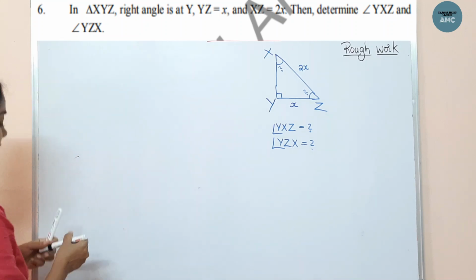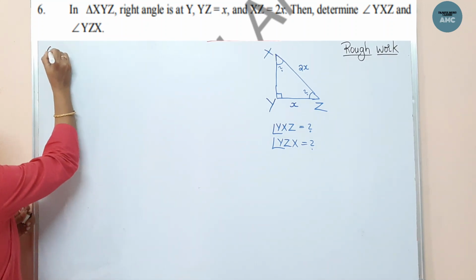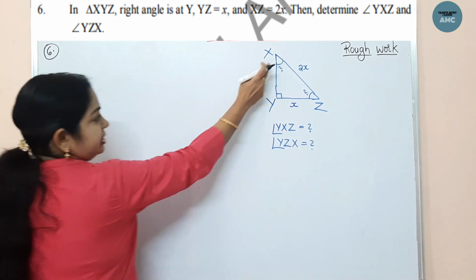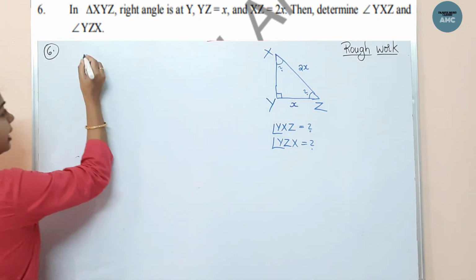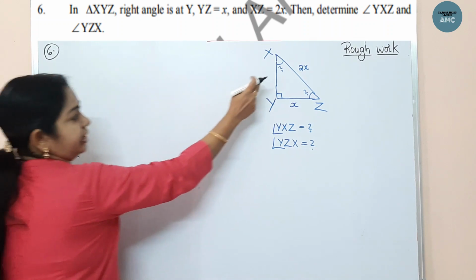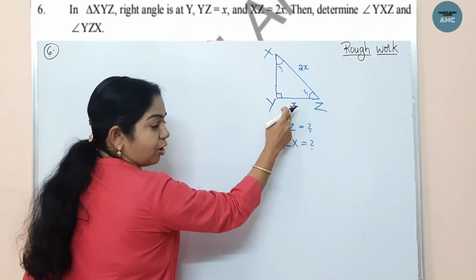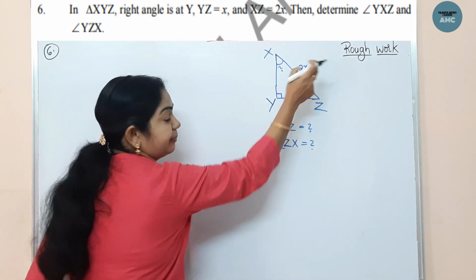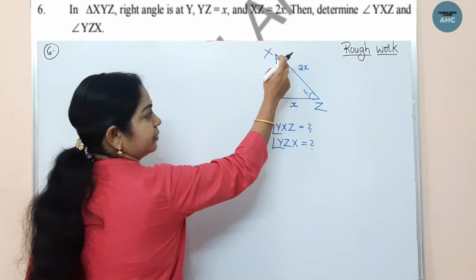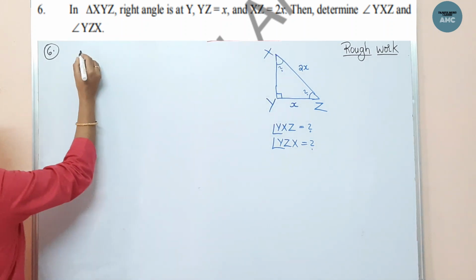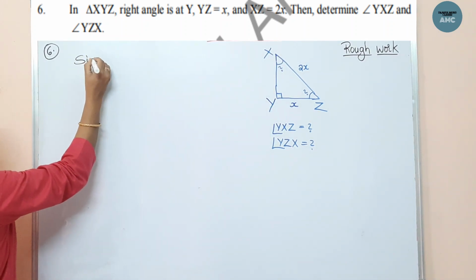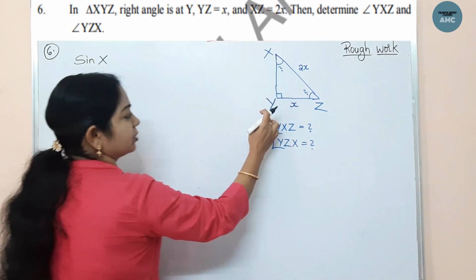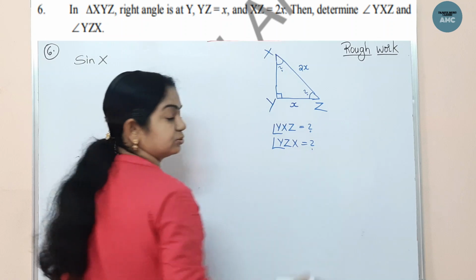Now let us write down the sixth problem. Let us take this angle. If you are taking this angle, this is opposite. So we have information that the opposite side is given and hypotenuse is given. So opposite and hypotenuse, let us take the sine function. Sine x, the angle here is x. You can also write YXZ.